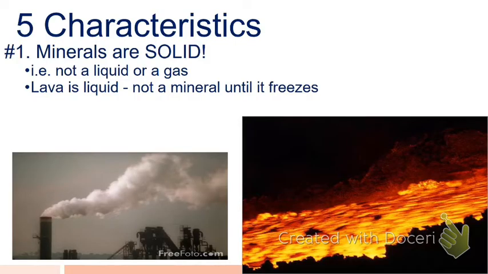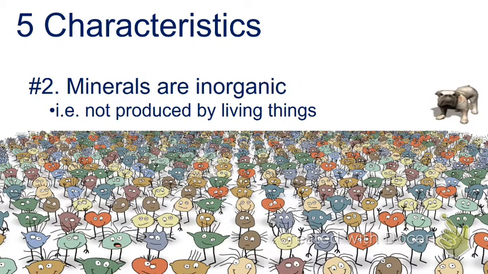Alright, so here are the 5 characteristics, kind of in a way that's presented with some pictures. Minerals are solid, so they are not gas and they are not liquid. So here's lava, here's gas, okay? Minerals are always solid. We cannot classify a mineral until it freezes solid. Minerals are inorganic, so they're not produced by living things. So all these critters down here, they cannot make minerals from molecules in their body.